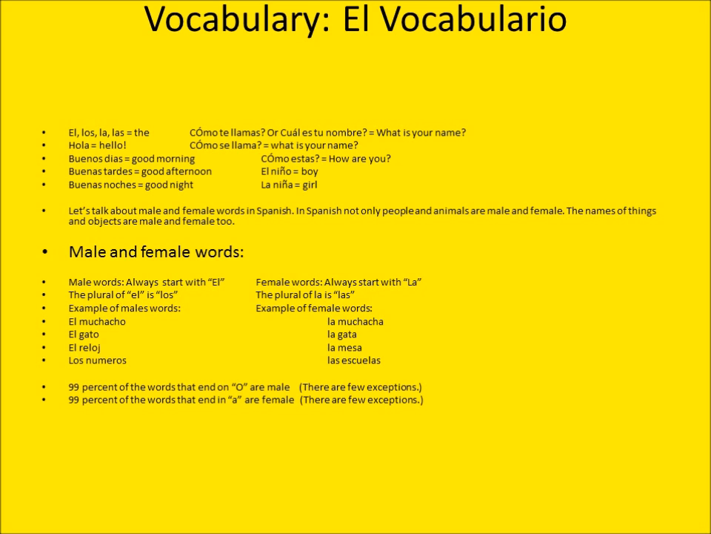Okay, there is a little rule. 99% of the words that end in o, they are male. There are a few exceptions, but we are not going to cover that now. And 99% of the words that end in a are female. And of course there are some exceptions also, but we're not going to cover them now. Okay, you get used to it. It's really simple.